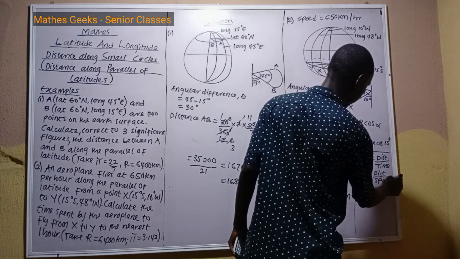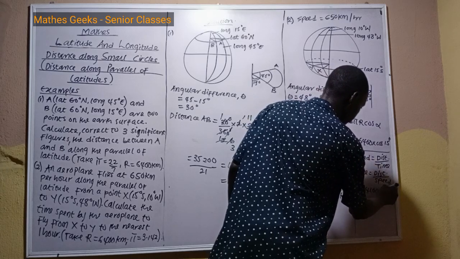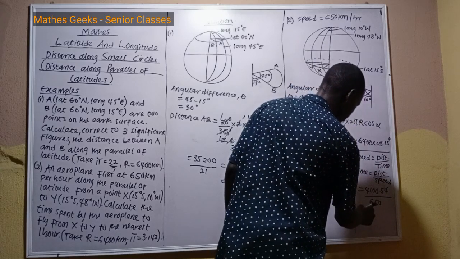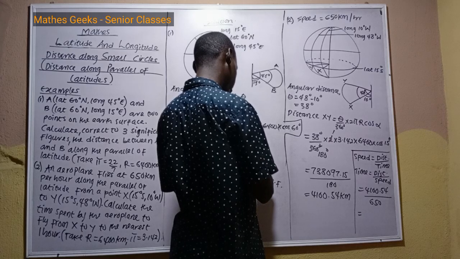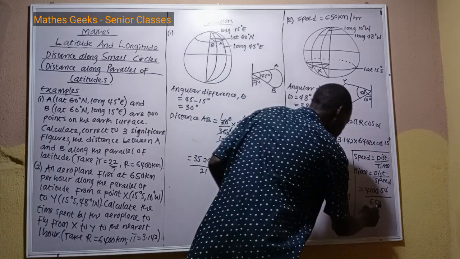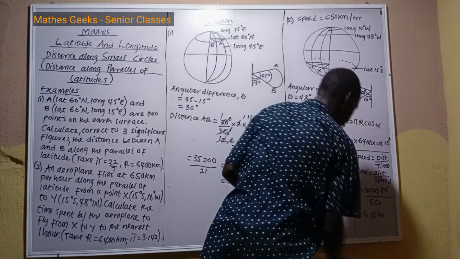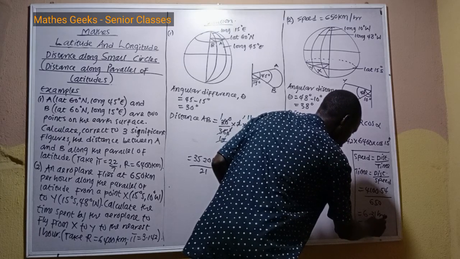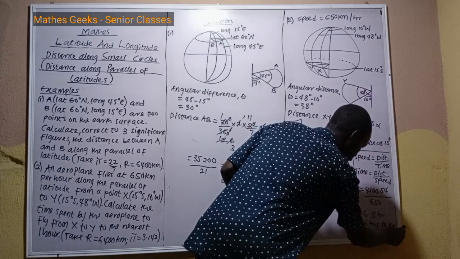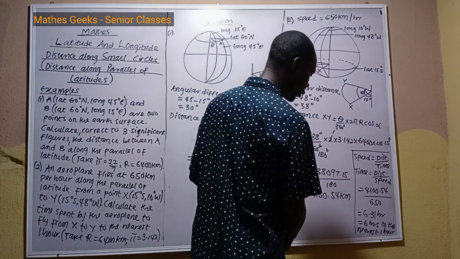So time is 4,100.54 divided by the speed, 650 kilometers per hour. That's 4100.54 divided by 650, which is 6.3331 hours. So to the nearest 1 hour is equal to 6 hours. So the time taken by the plane to fly from X to Y is 6 hours to the nearest 1 hour.